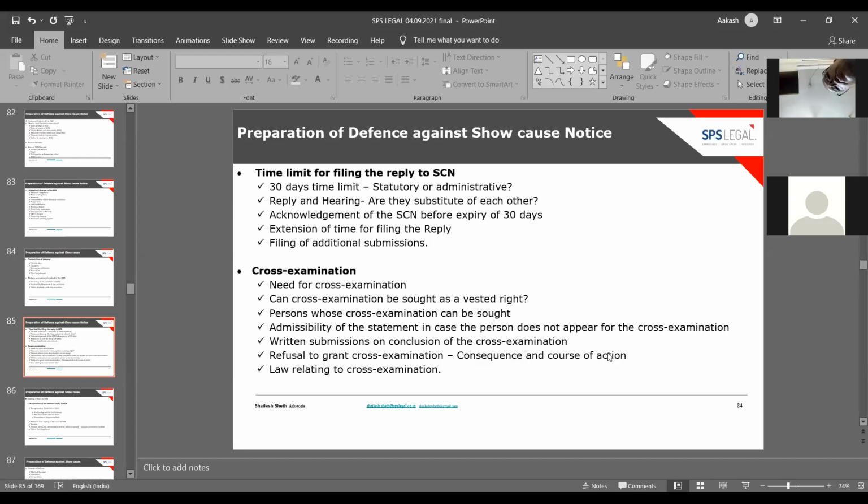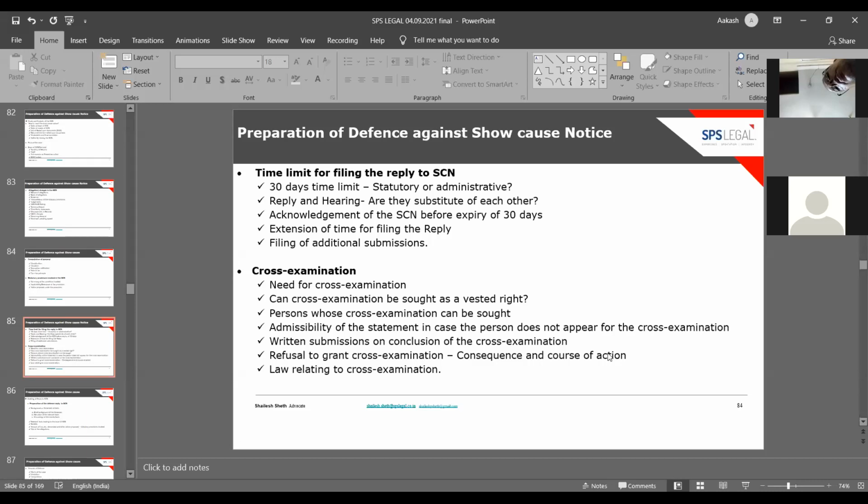So reply is not a substitute for hearing, and hearing is not a substitute for the reply. One has to see in the given case, particularly evasion cases, where third party statements and third party records are relied upon, the need for cross-examination. You may not ask for it as a right, but nothing stops a noticee from seeking the cross-examination of the people whose statements have been recorded and used in framing the charges against the party.